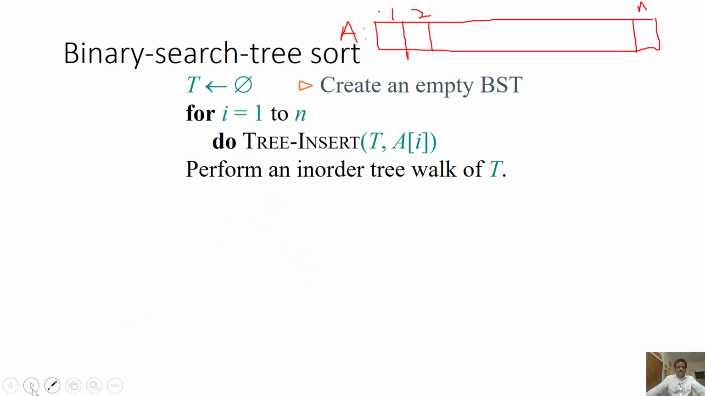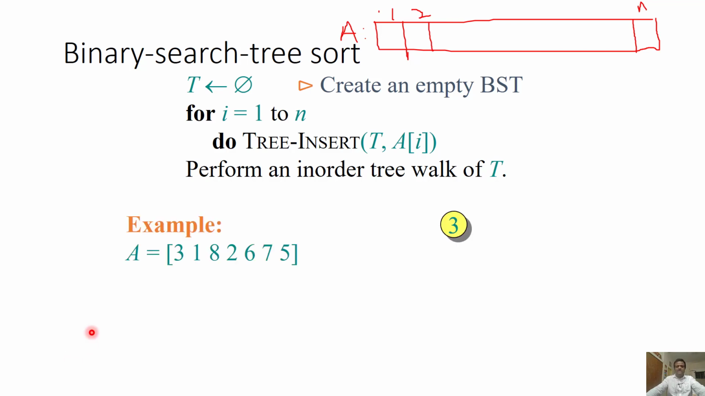We will see by an example. After the tree is built by inserting each element as a node of the tree using tree insert, once the tree is formed, we perform the in-order tree walk to get the sorted one. We will see what the in-order tree walk is. It will give us the sorted order of these elements.